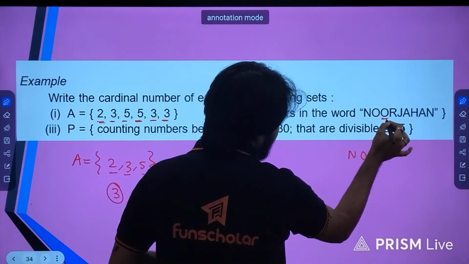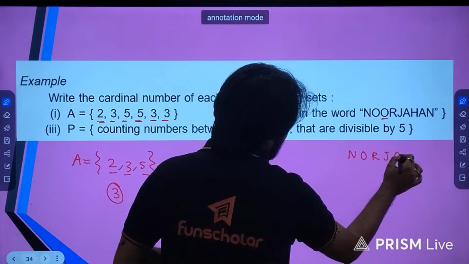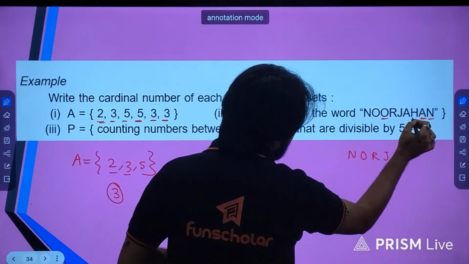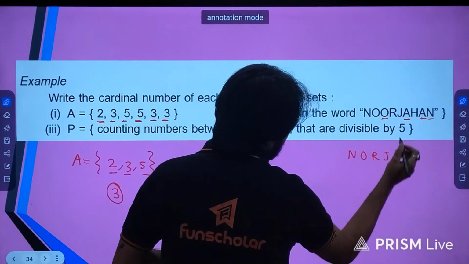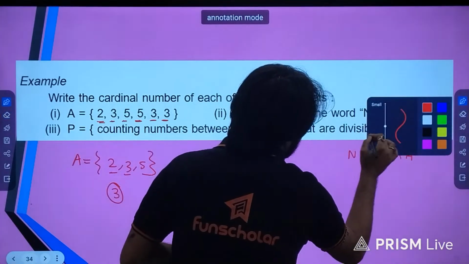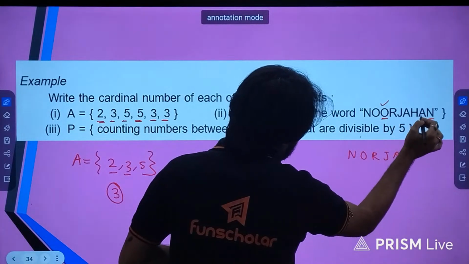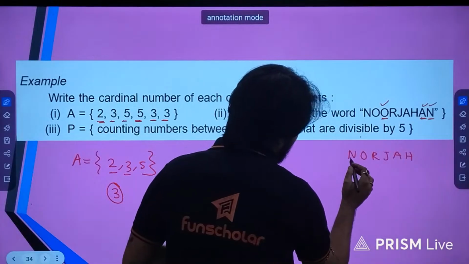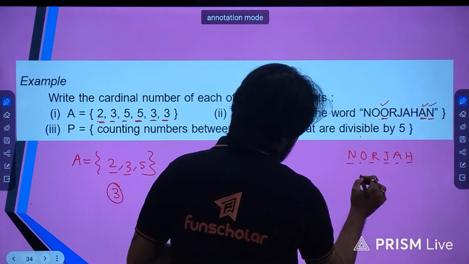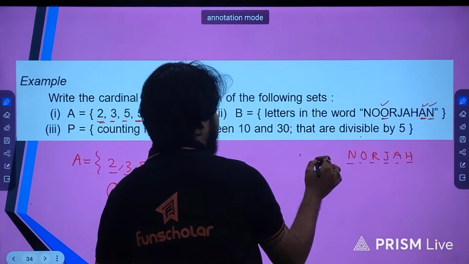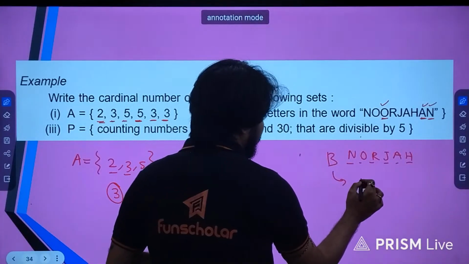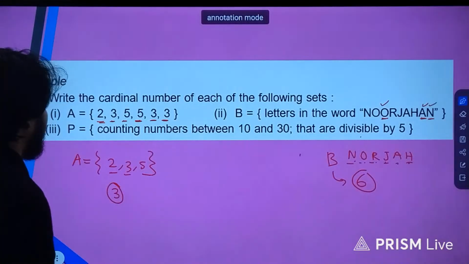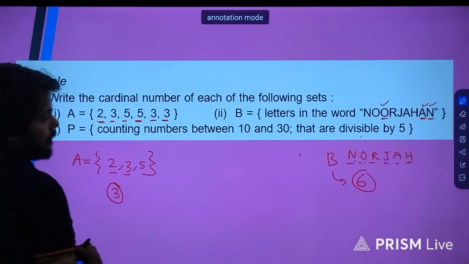Okay. Letters in the word Nur Jahan. N, O, R. We are skipping this O. J, A, H. Skipping this. Skip this. 3. Cardinal number of this B set is 6. P, counting numbers between 10 and 30.